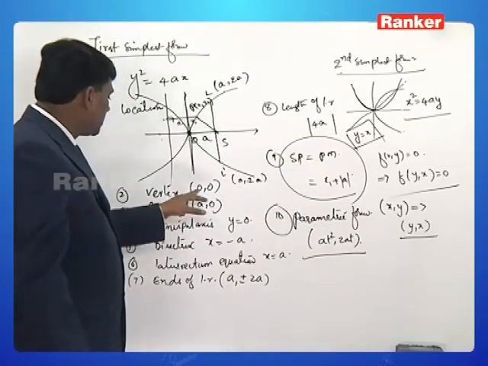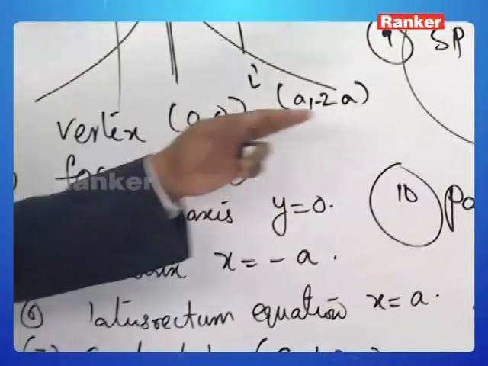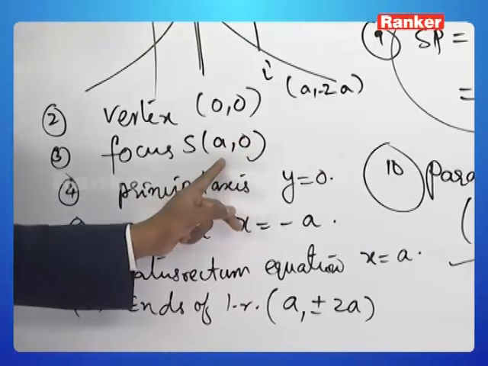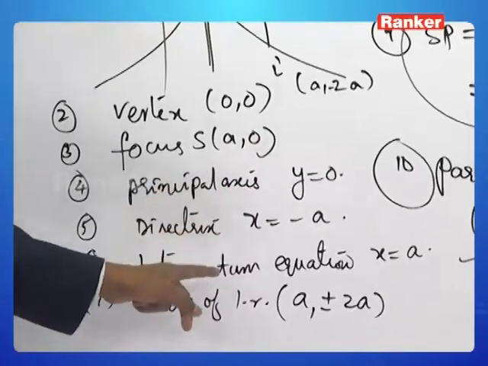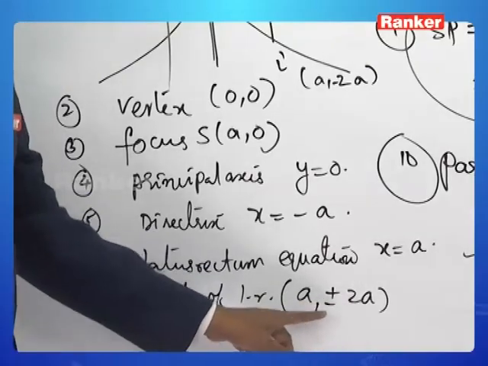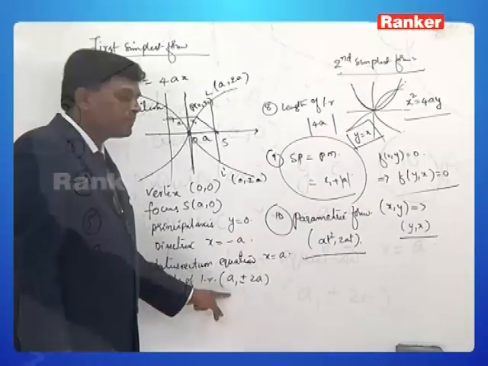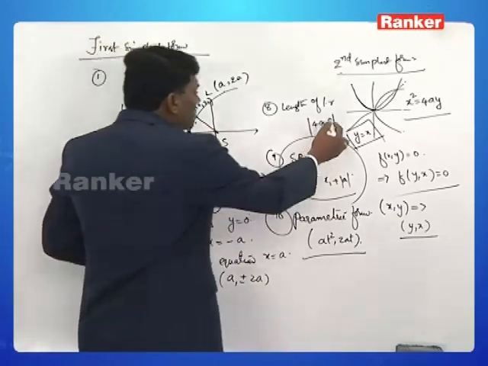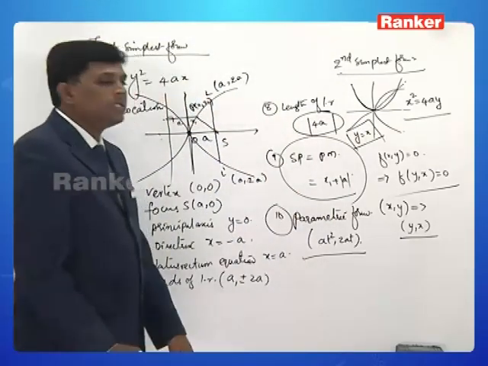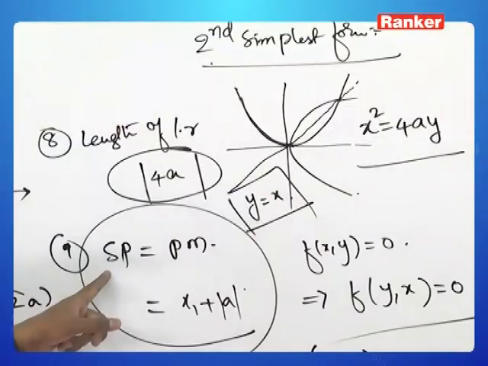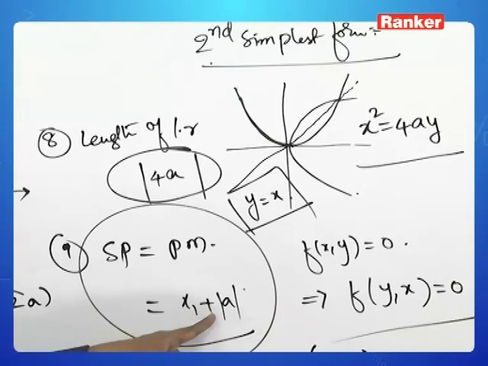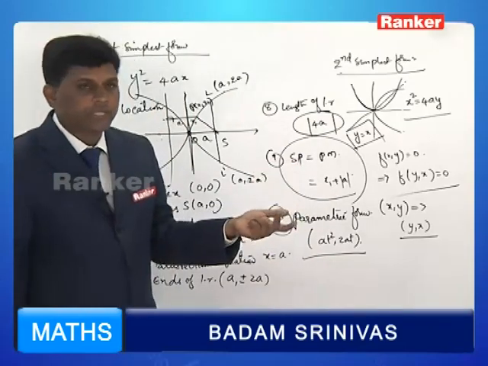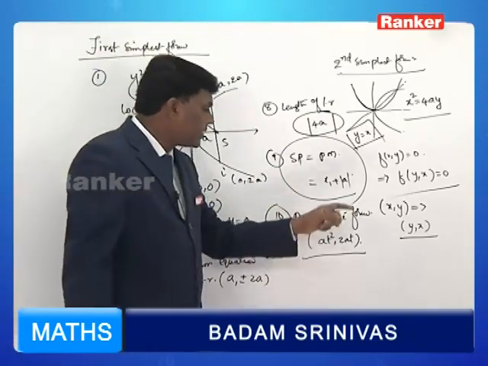For example, vertex, interchanging 0 0 makes no difference, vertex is remaining same. Focus S will become 0 comma a in the second simplest form. Here plus or minus 2a comma 0 are ends of latus rectum. While rotating, the lengths will never be changed. That is why length of latus rectum will remain same, modulus 4a. Focal distance SP will be taken as y1 plus a, and parametric form obviously will be taken by reversing abscissa and ordinate, that is at square comma 2at.